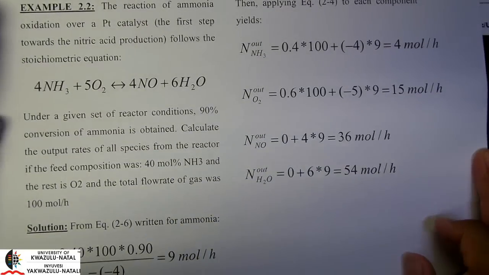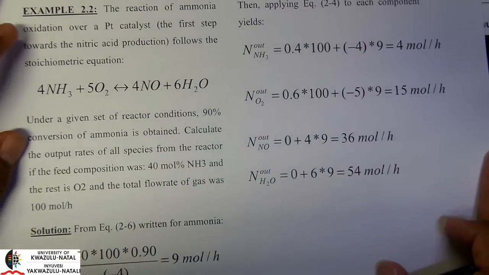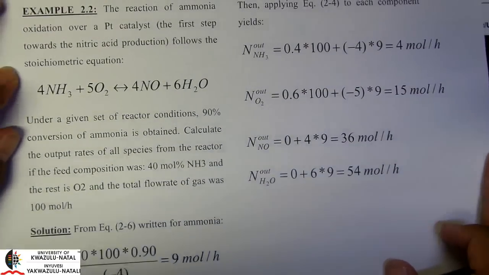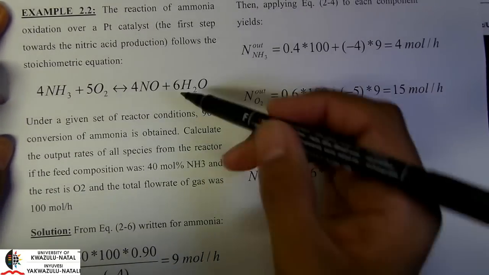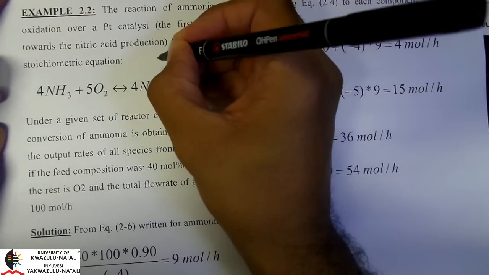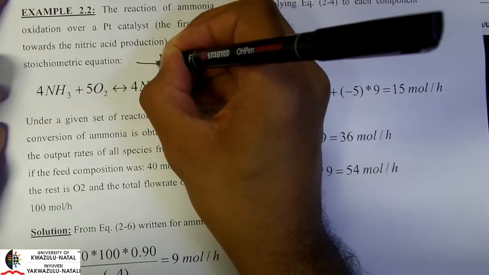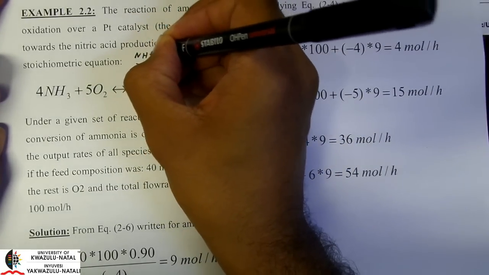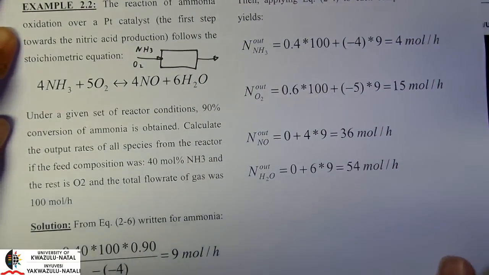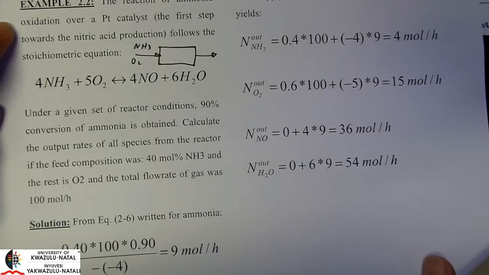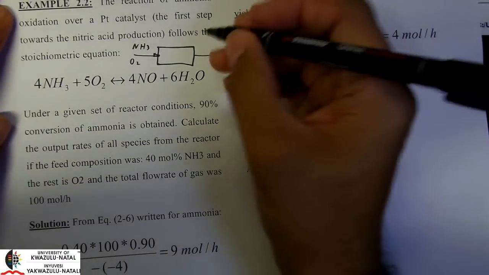Okay, so let's just start with a simple example. The reaction of ammonia oxidation over a platinum catalyst follows the stoichiometric equation as shown. As you can see, it's a single reaction. So if we have a reactor, we can envision a reactor with a stream coming in with ammonia and oxygen, and under a given set of reactor conditions, they tell us that 90% conversion of ammonia is obtained.